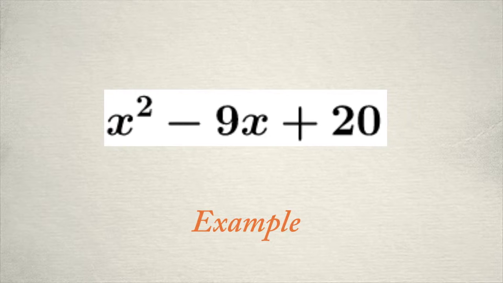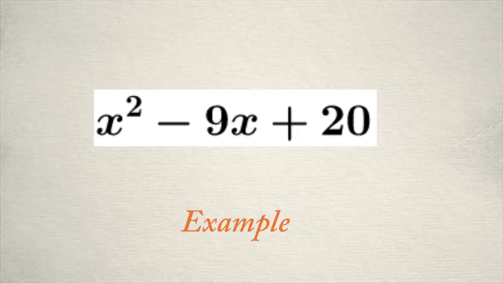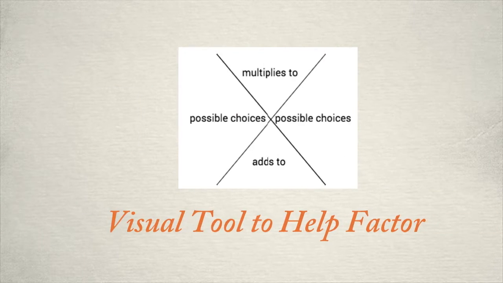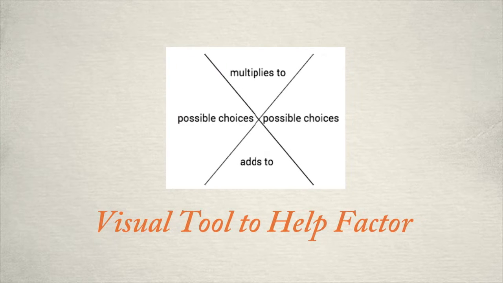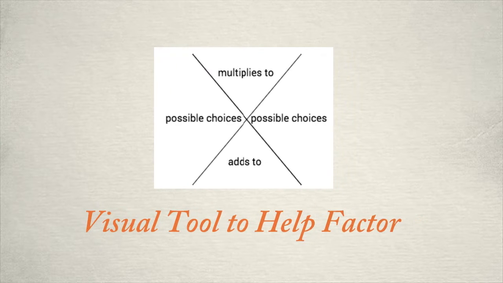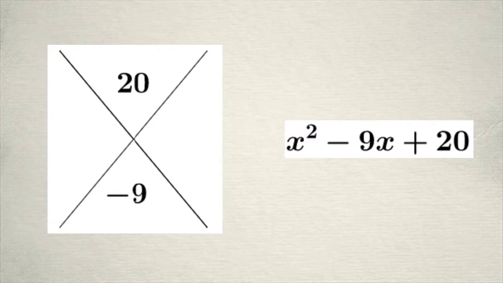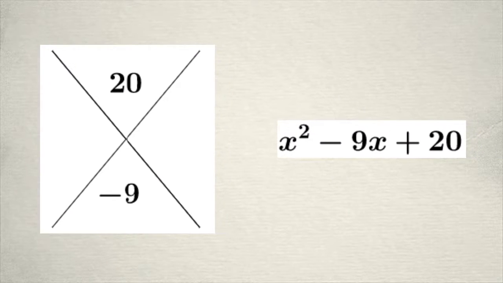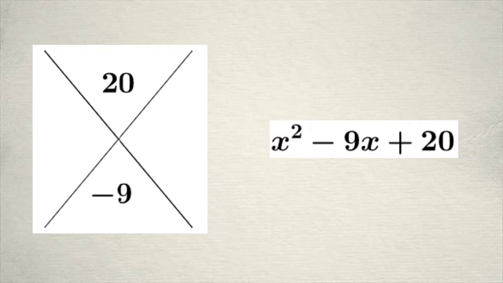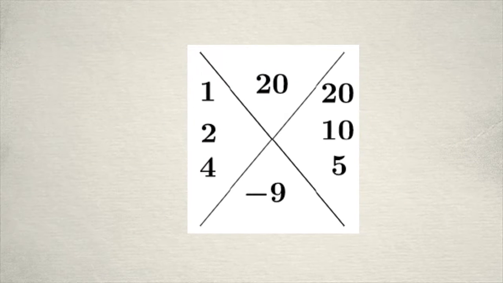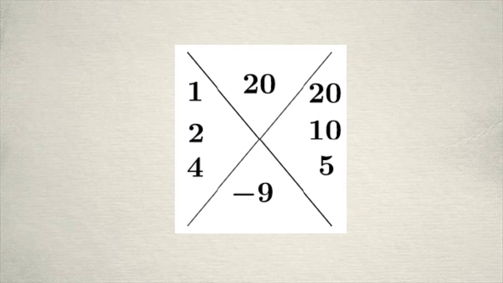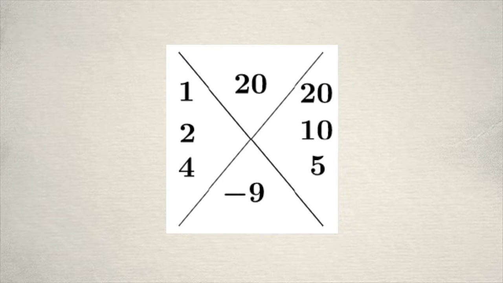Consider the trinomial x squared minus 9x plus 20. This visual tool will help us determine the correct factorization. Take a moment and note what each position represents. For the example we're looking at, we are trying to multiply up to 20 and add up to negative 9. Since 20 is a relatively small number, it's possible to list all of the factors here.